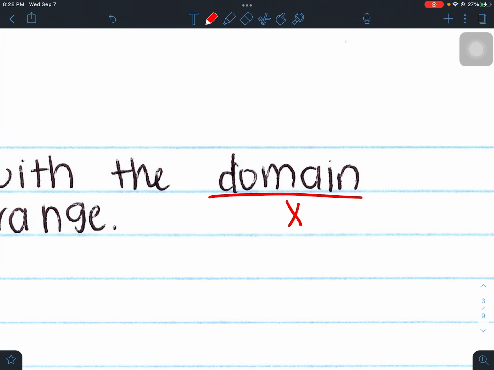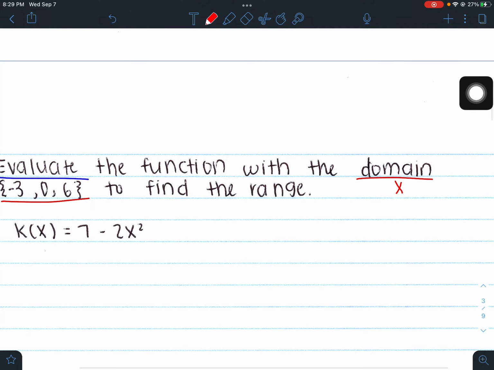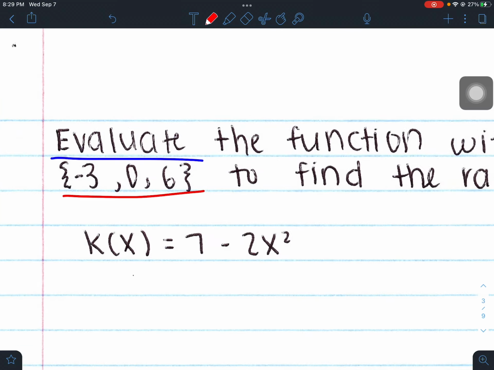How many x values do they give us? Oh my gosh, my iPad is a little frozen right now. One second. Okay, how many x values did they give us? They're giving us 3 x values.